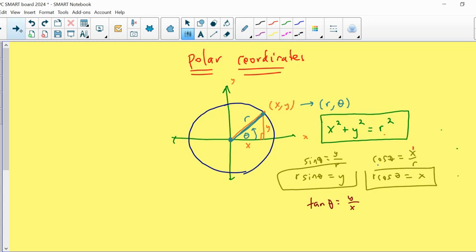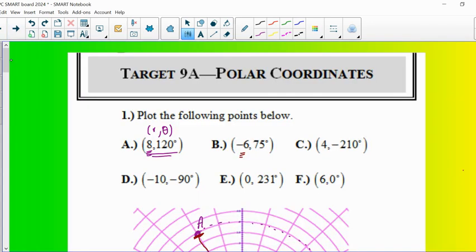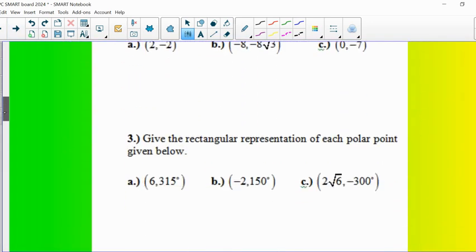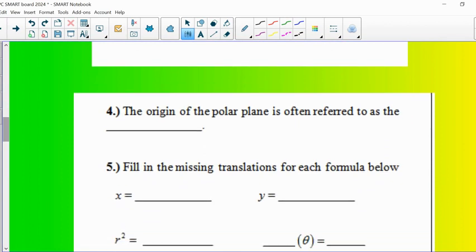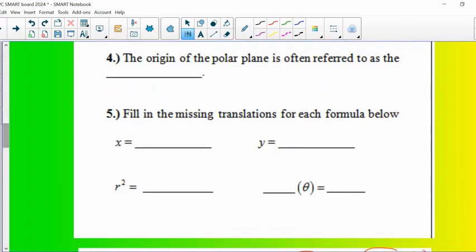So these are things that we're actually going to keep track of in our notebook. And so I believe I put a spot right here. Oh, yeah. So when we start thinking about the translations, we know that every x can be thought of as an r cosine theta. Every y can be thought of as an r sine theta. We already know that r squared is equal to x squared plus y squared, and tangent of theta could be thought of as y over x.